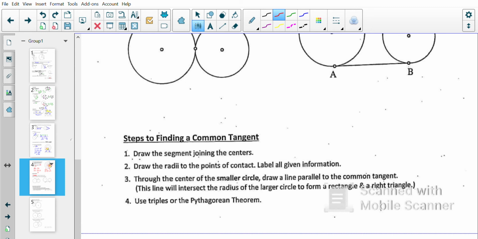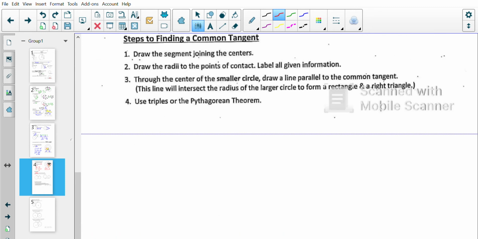If you memorize these steps, the problems will be so easy for you. If you do not memorize these steps, it's going to be very difficult for you to complete. So what are the steps? Draw the segments joining the centers. Draw the radii to the points of contact, label all given information.